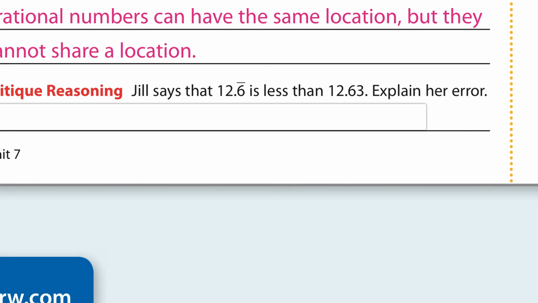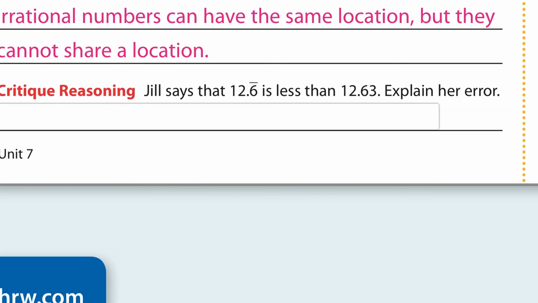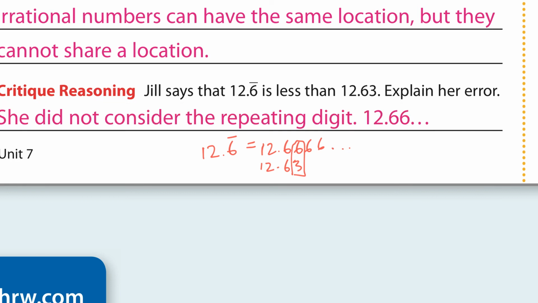Jill says that 12.6 repeating is less than 12.63. What's the error? Well, it's actually more because 12.6 repeating is 12.6666 and so on. It just keeps on going. And 12.63 right here, we can see that 12.6 repeating is bigger. So we should not ignore the repeating digit, 12.6666666. All right, so those are the ideas behind the independent practice.